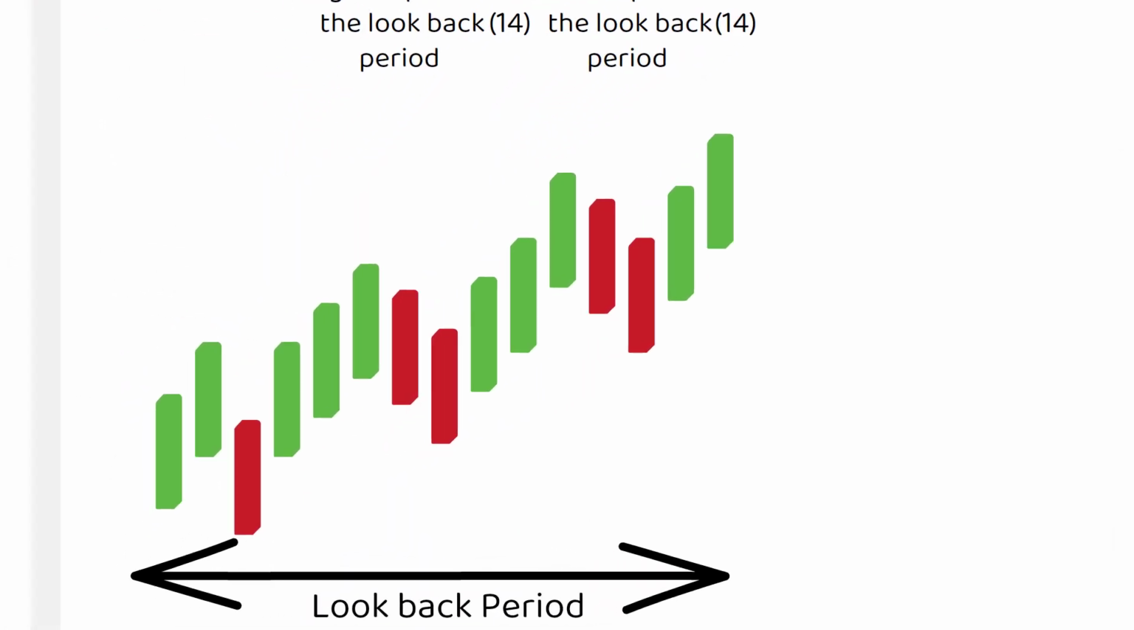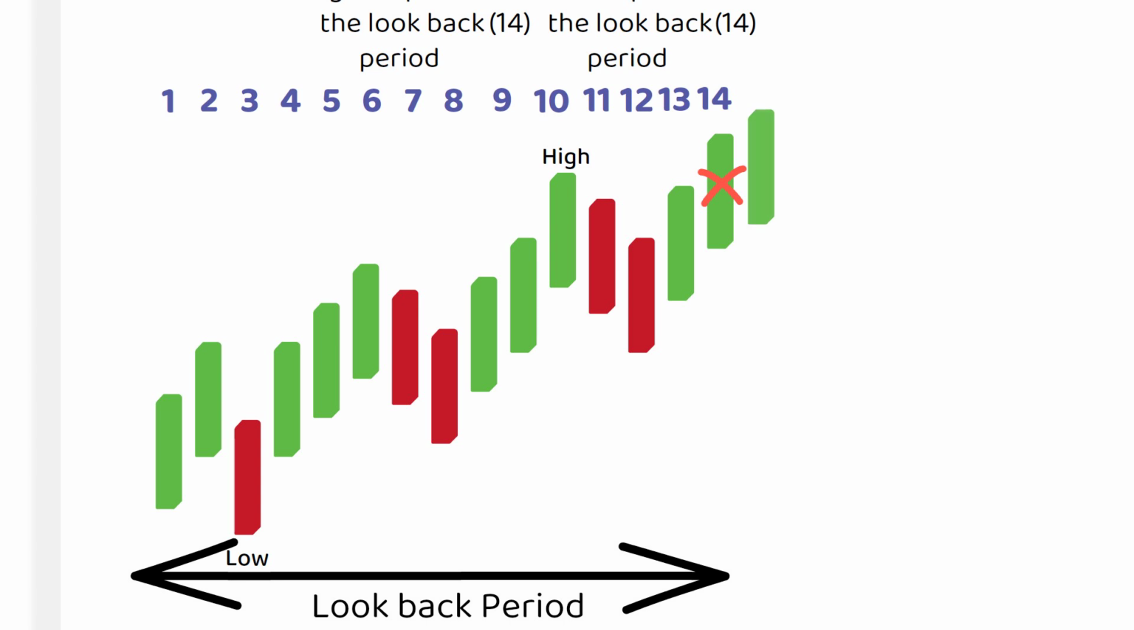For example, if we plot the indicator today with a 14-day look-back period, we note the high and low prices of the past 14 days, excluding today's data. The next day, we repeat the process using the most recent 14 days data. We've taken the default 14 days for our calculation.